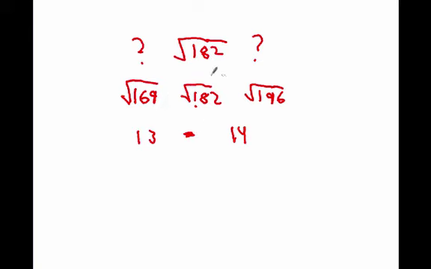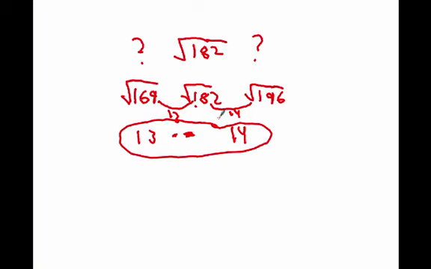Now, if I find the difference between these numbers, I can find which it's closer to. 182 minus 169 is 13. 196 minus 182 is 14. So this number is going to be closer to 13 than it is to 14. But these are the two integers that the square root of 182 is between.